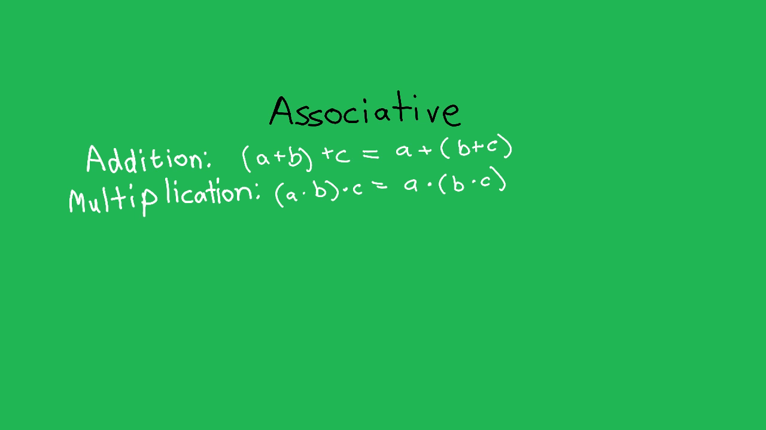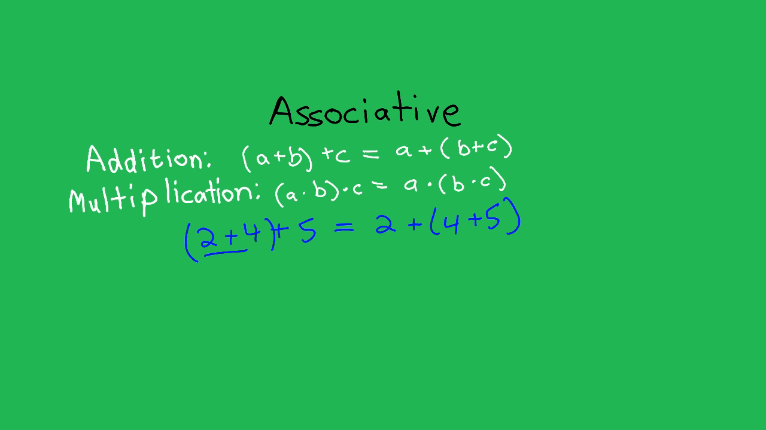So what this is saying is that if we have 3 or more terms that we're adding or 3 or more terms that we're multiplying together in an expression, where we put the parentheses does not matter. So with some concrete numbers here, 2 plus 4, with parentheses around the 2 and the 4, plus 5 is equivalent to 2 plus the quantity 4 plus 5.